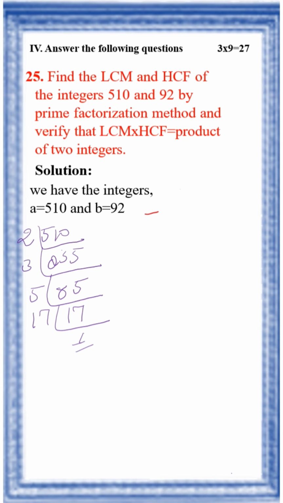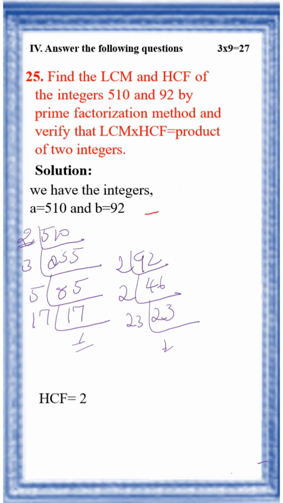And 92. Here also 2 is the smallest prime number. 2 twos are 4, 2 twenty-threes are 46, 23 ones are 23. So 92 is equal to 2 into 2 into 23. So here HCF is 2, the common factor.